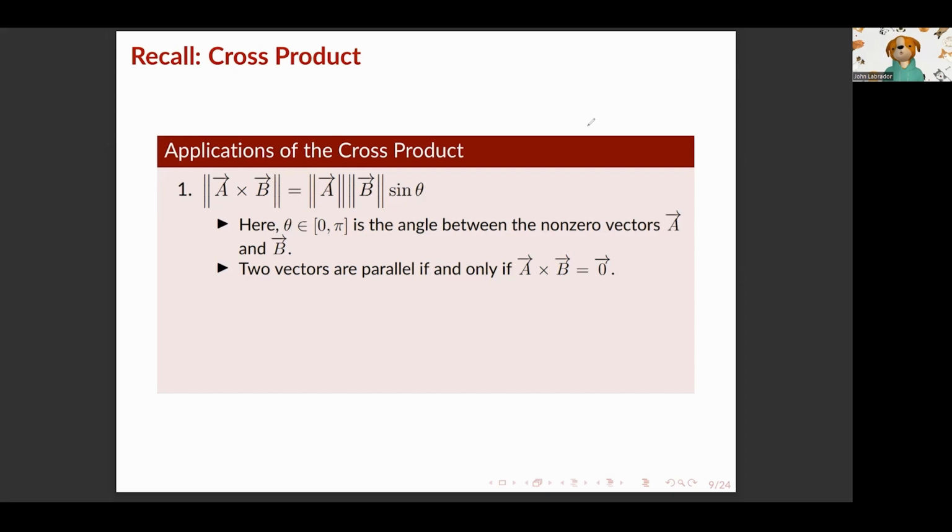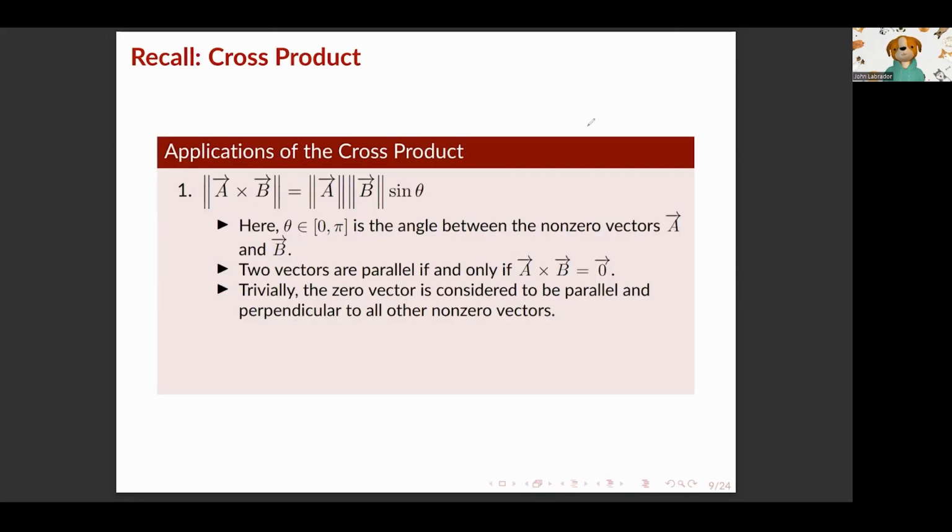So why is it so? You know that two vectors are parallel if theta is equal to 0, and sine 0 is just equal to 0. So if the right hand side of the equation is equal to 0, that means the magnitude of the vector is equal to 0. So what vector has a magnitude of 0? Yep, that's right. It is the zero vector. So trivially, the zero vector is considered to be parallel and perpendicular to all non-zero vectors.